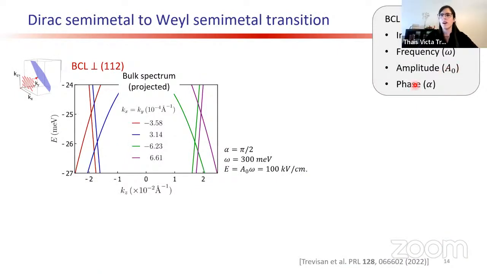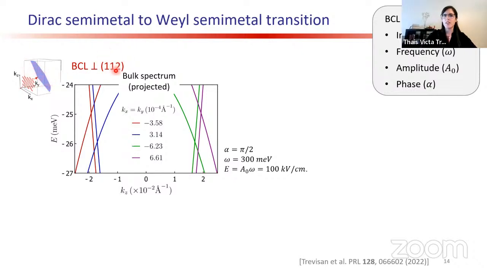So remember that for bicircular light, we have several tuning knobs, right? We have incidence direction of the light field, we have frequency, we have amplitude of the vector potential or the fluence of the light, we have phase difference and so on. So let's fix for now the incidence direction. We are going to choose the bicircular light to be perpendicular to this 112 surface of the material. It is represented in blue here.